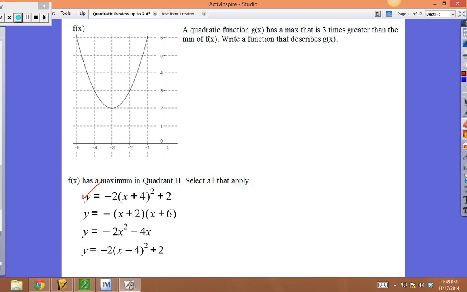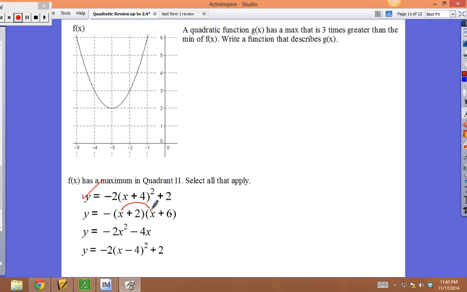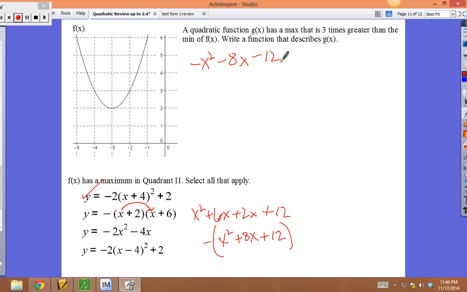So x plus 2, x plus 6. Let's distribute it through. So let's go x squared plus 6x plus 2x plus 12. So it's going to be x squared plus 8x plus 12. Okay, but now there's a negative out there. So that negative's got to go to everything. It's going to be negative x squared, negative 8x, negative 12.